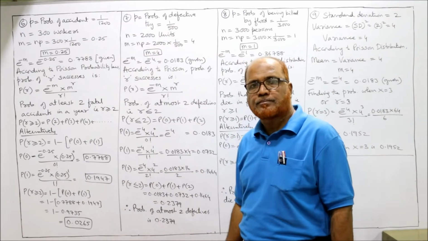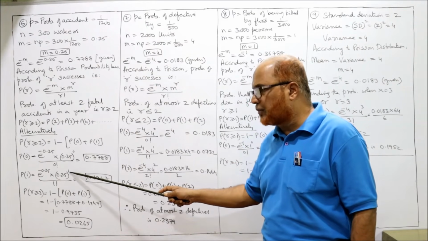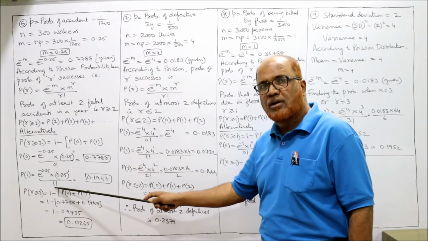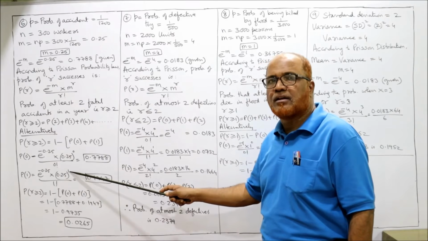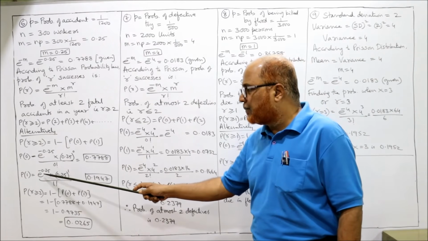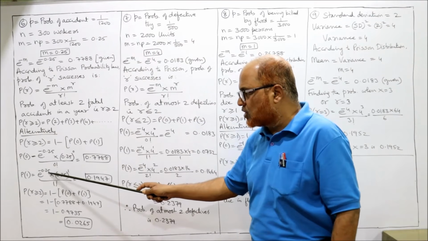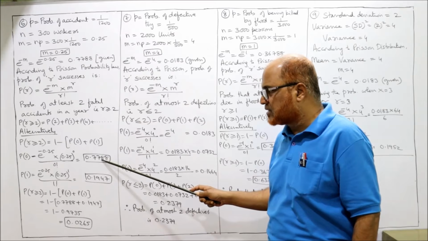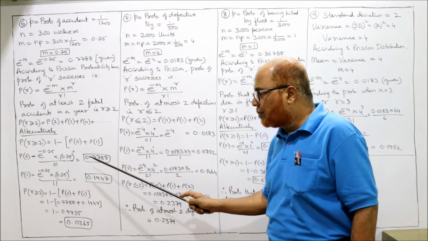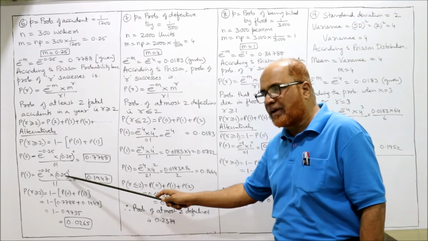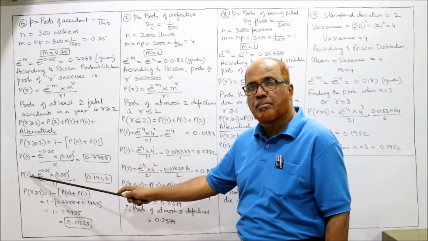Now P of 1. P of 1 is e to the power of minus 0.25 into 0.25 to the power of 1 divided by 1 factorial. 1 factorial means again 1. 0.25 to the power of 1 is 0.25. E to the power of minus 0.25 value is 0.7788. So 0.7788 into 0.25, you are going to get 0.1947. So 0.1947 is P of 1.